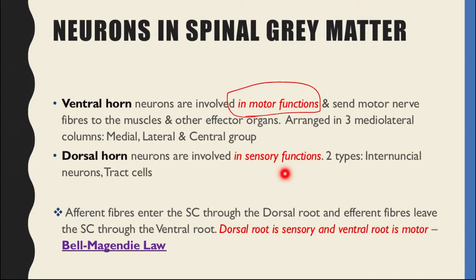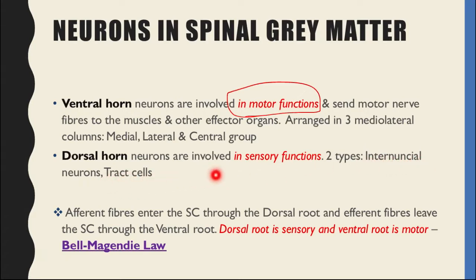It means the neurons in the dorsal horn will have the neurons that are bringing the sensation from the periphery, and these neurons will project to the higher level of the CNS to carry those sensations to the brainstem or the cerebral cortex or the cerebellum. Some of the dorsal horns participate in the reflexes. So, dorsal horn neurons can be divided into 2 parts: internuncial and tract cells.